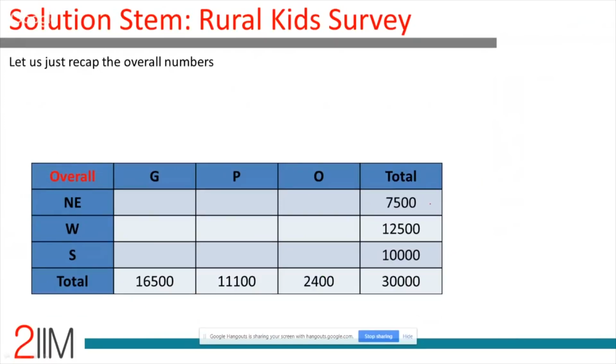Now, if I can fill one more set of cells like this, then I'm good. Overall, I know that this is 7,500, 12,500, 10,000, 16,500, 11,100, 2,400. 55% of 30,000, 37% of 30,000, 8% of 30,000. 150 villages, 50 students each. 250 villages, 50 students each. 200 villages, 50 students each.